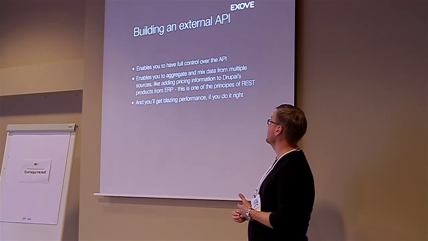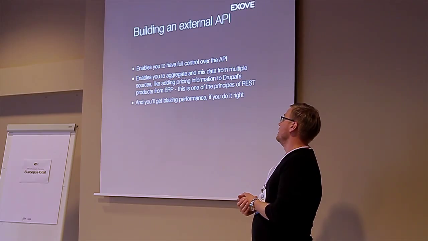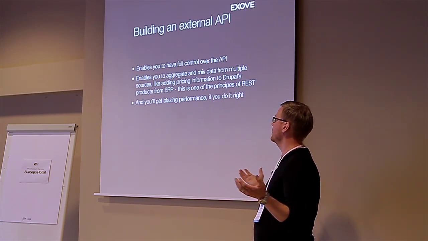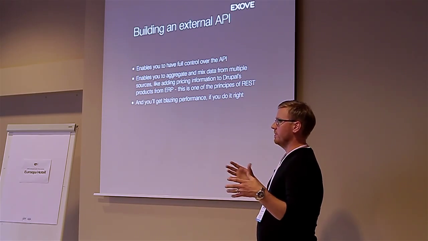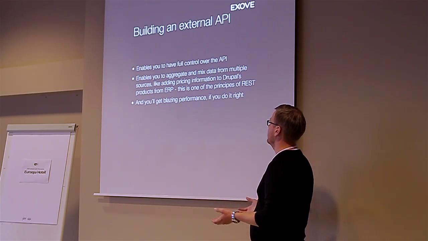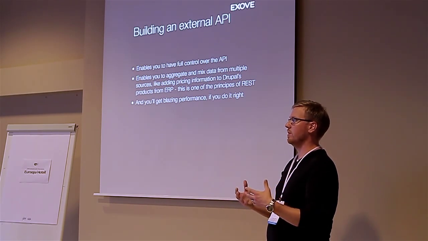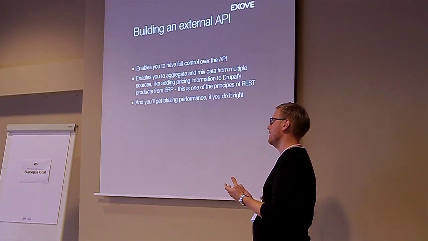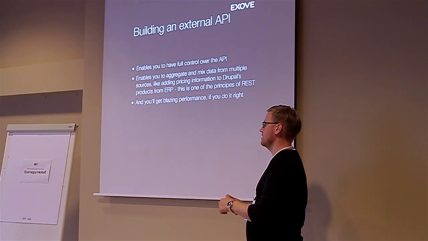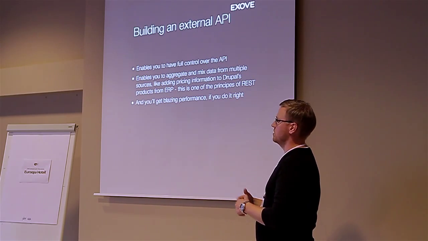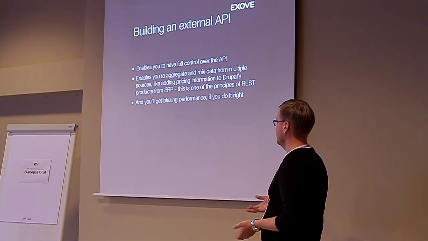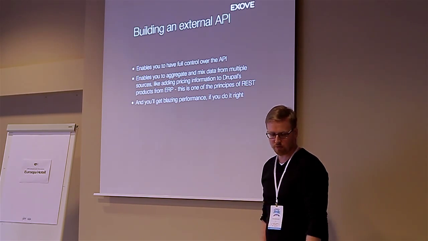Why would you build an external API now? You can have full control over it. Basically, you can aggregate a mix of data from different sources. You can have your Drupal, but you can also have your ERP, CRM, whatever. So you can aggregate product availability, product pricing, product images, and product descriptions into a single REST call where you can get products. And you'll get blazing performance if you do it right.